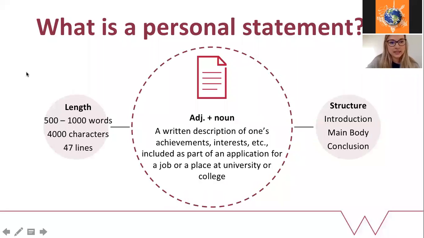A personal statement is, according to the Oxford Dictionary, a written description of one's achievements, interests, etc., included as a part of an application for a job or a place at a university or college. The key thing here is that it's personal. What does that mean? It means it's about yourself. And statement is where you describe things, where you talk about yourself. So what do you talk about? You talk about your achievements.